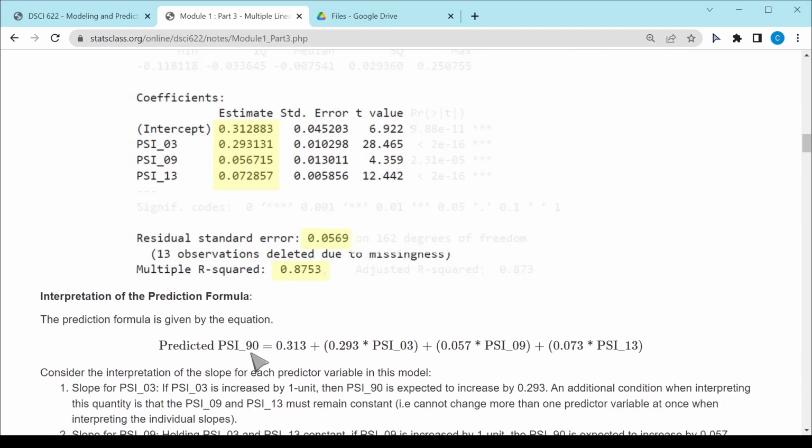Writing out the prediction formula, we will just use these estimates. So I have predicted PSI 90, that's the response that I'm trying to make predictions for, are going to be the y-intercept plus the coefficient on PSI 03, which is 0.293. I'm going to have a coefficient again for PSI 09, which is 0.057. And then finally, I'll have the coefficient for PSI 13, which is going to be 0.073.